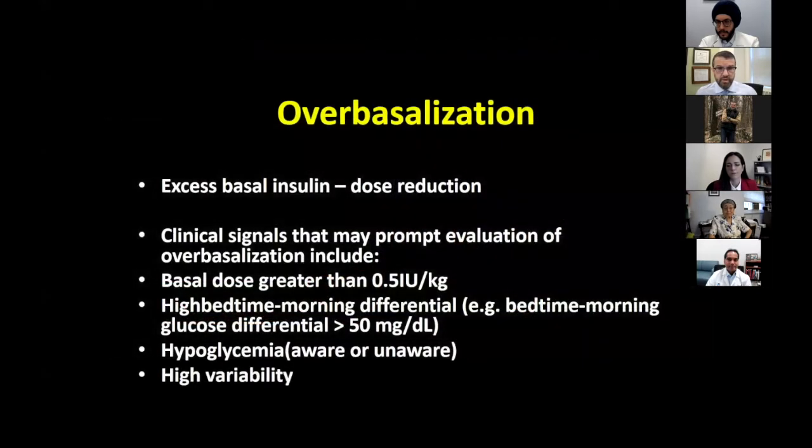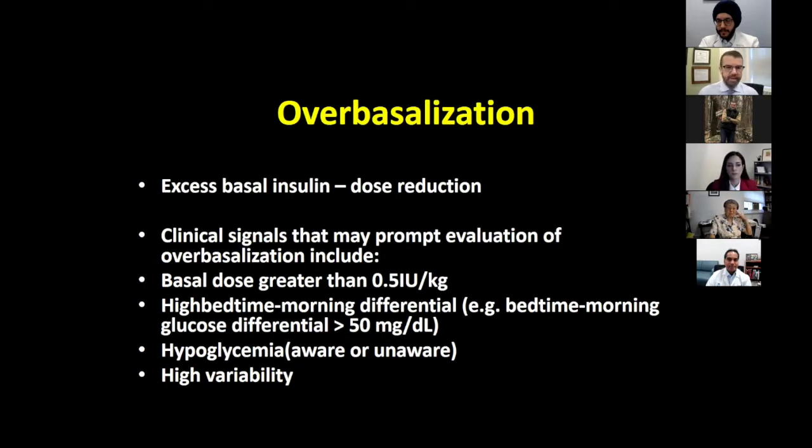And this term has been applied and it's a bit of a mouthful. It's over-basalization, which essentially means too much basal insulin. And I think using common sense with these patients, that's exactly what we did. We cut back his basal insulin. But what are the clinical signals that may prompt evaluation of this?